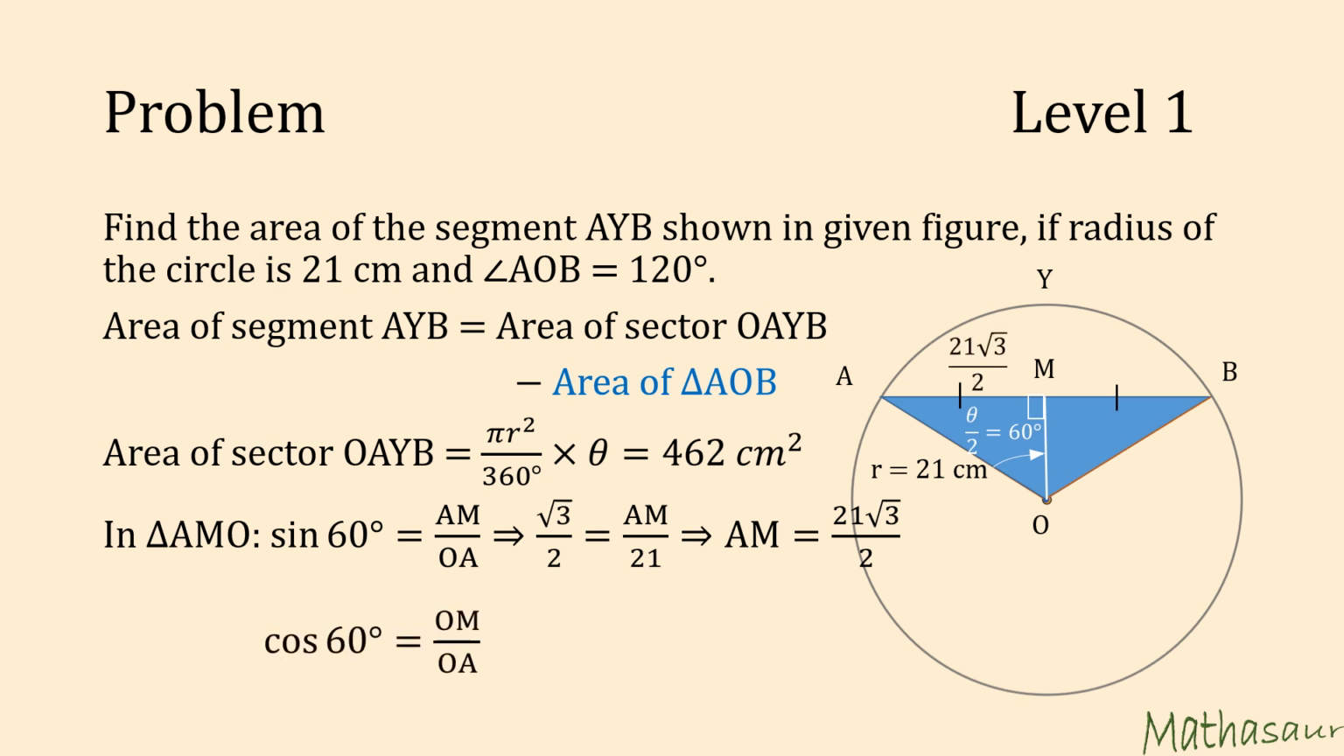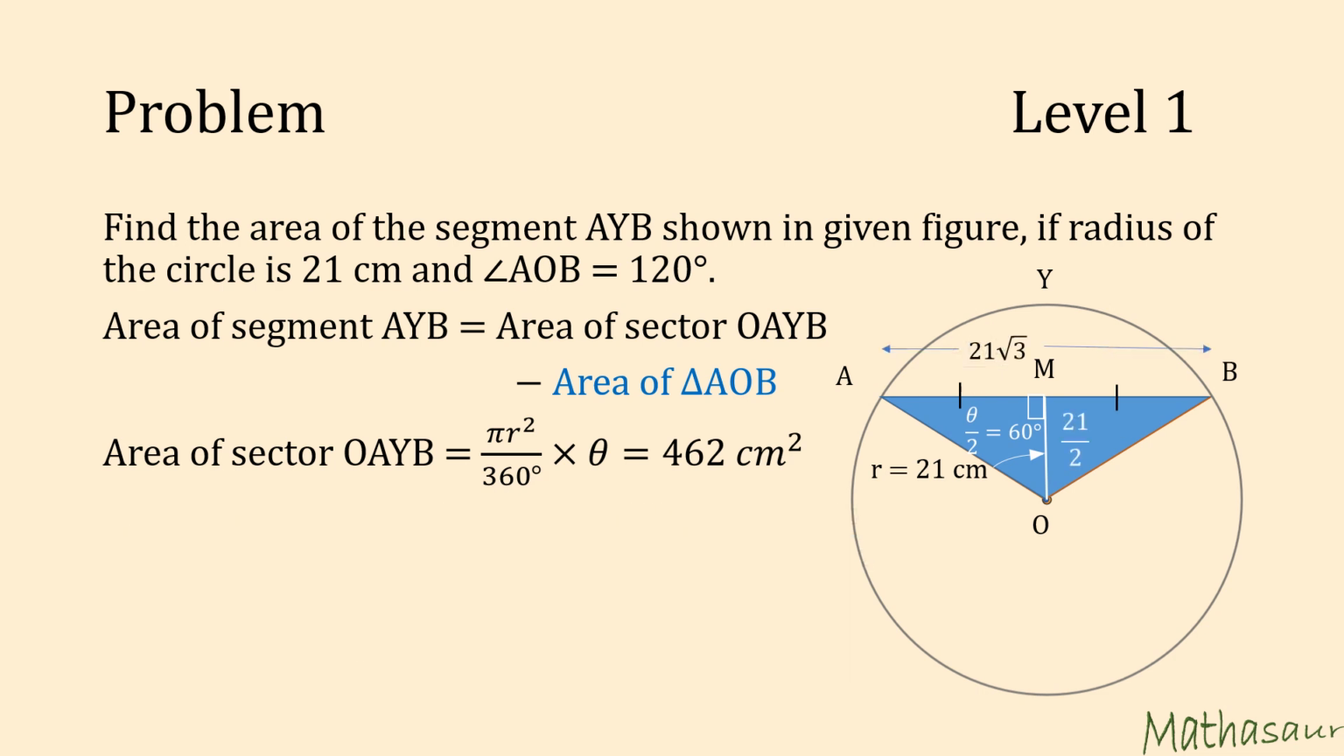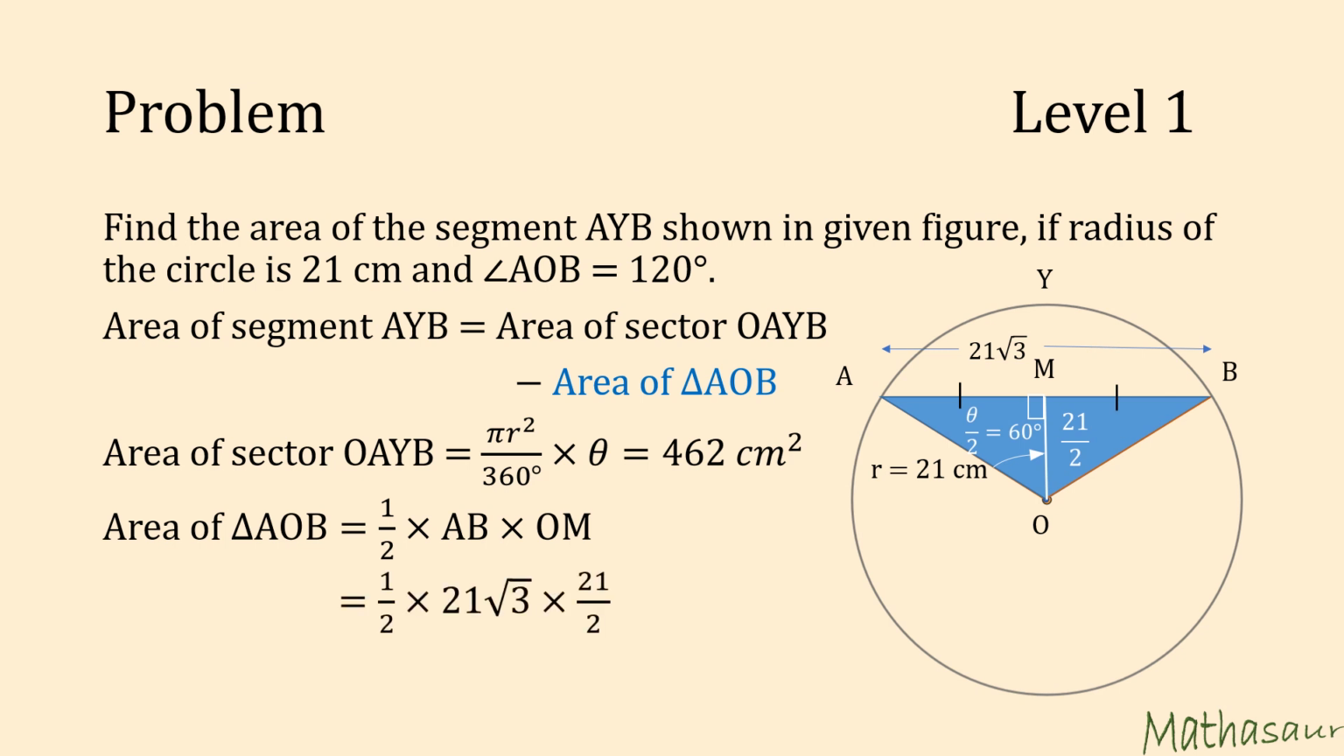Similarly, let us apply cos 60. And we get OM is equal to 21 by 2 centimeters. Now we know that AB is twice of AM. So AB would be equal to 21 times square root of 3 centimeters. Now we can find out the area of triangle AOB. It would be half times base AB times height OM. Let us substitute the values and we get area of triangle as 191 centimeters square.